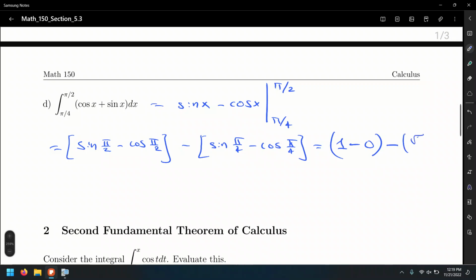I believe that's square root of 2 over 2, and minus cosine pi over 4, which is also root 2 over 2. Well, all this is going to go to 0, and 1 minus 0 equals 1. So we are essentially finding the area under the curve cosine x plus sine x within the interval pi over 4 to pi over 2, and that area equals 1.